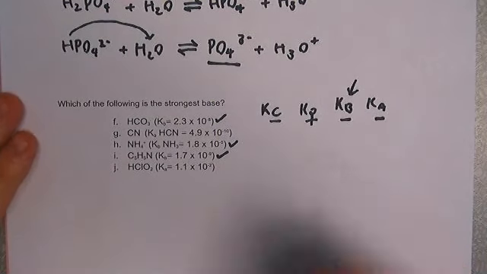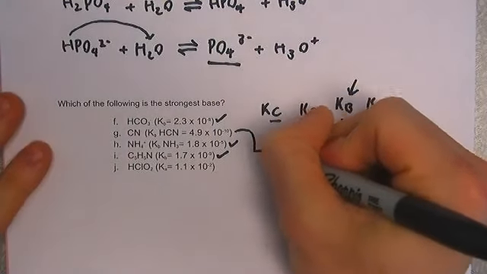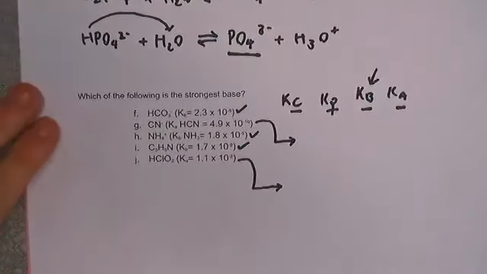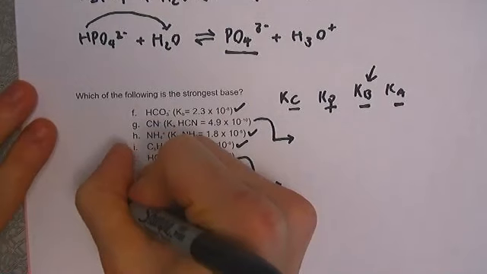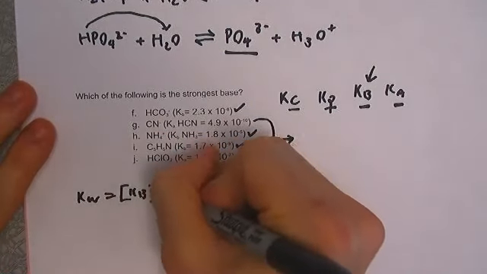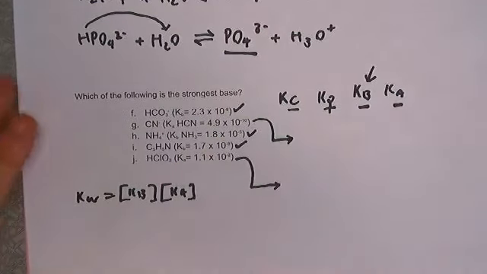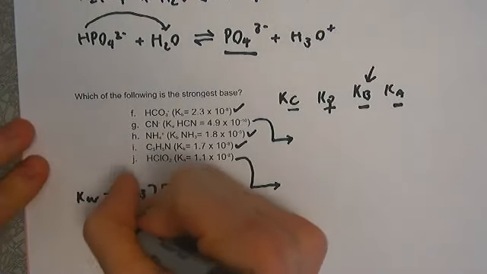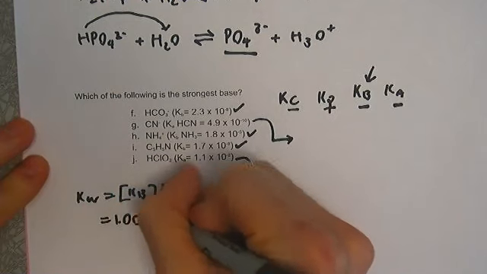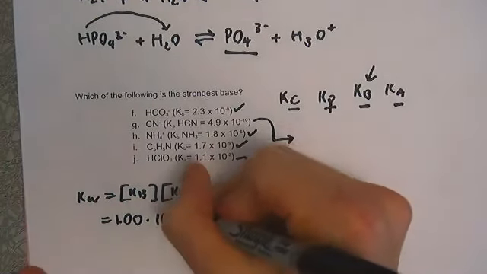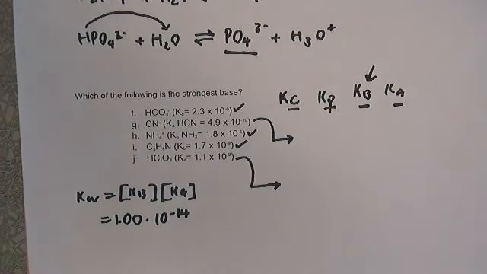So what do we do to convert a Ka to Kb? Well, we have an equation we can use using the dissociation of water. We have Kb times Ka is equal to Kw. Kw is just the dissociation of water, and you have Kb and Ka. Kw is always going to equal 1.00 times 10 raised to the negative 14. That never changes. Kw is always 1.00 times 10 to the negative 14.